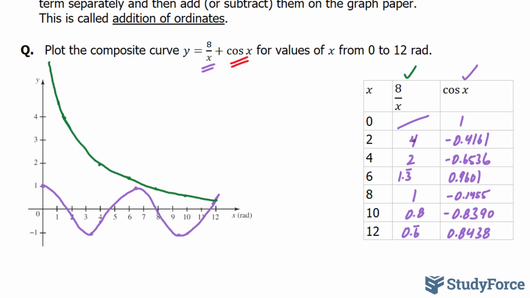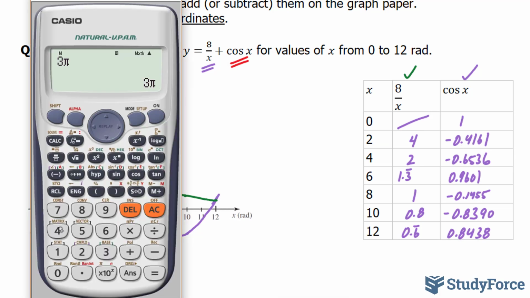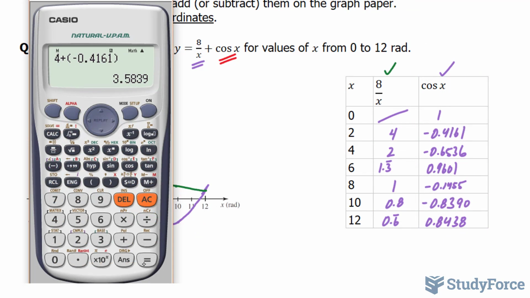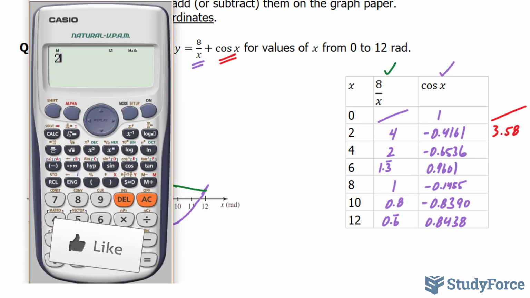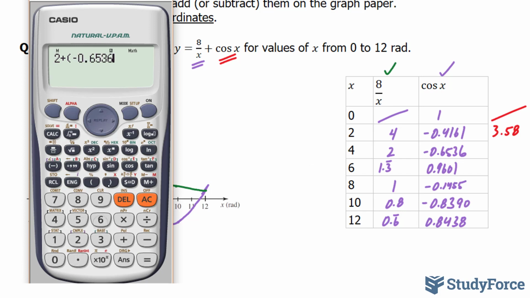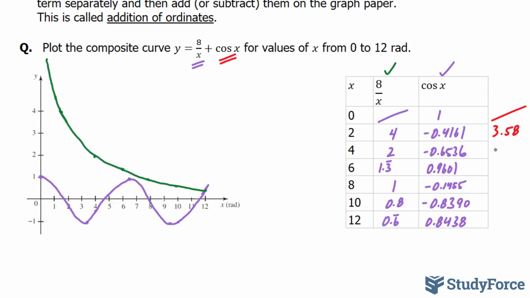Now to find the curve for this function altogether, I'll need to add up my outputs. So 4 plus this number gets me the following for x for the main function. 3.58. So I'll write that number down right here, 3.58. The next one is 2 plus this number, 2 plus negative 0.6536 gives me 1.34. And you'll do the same thing for each, and this is what you should end up with.